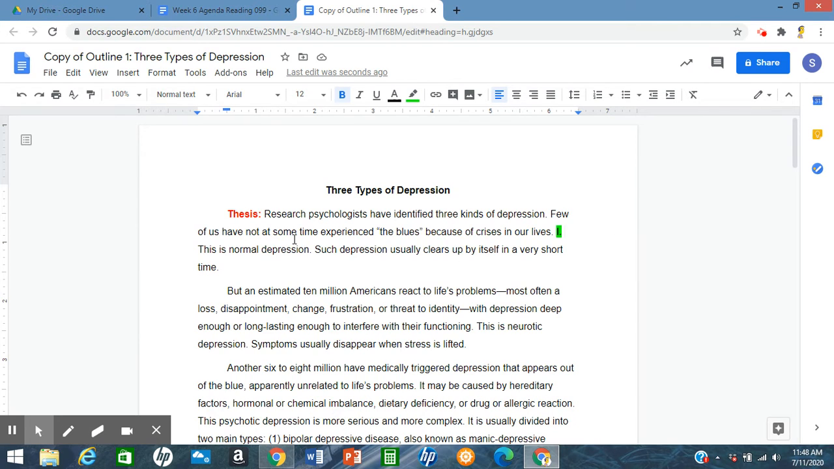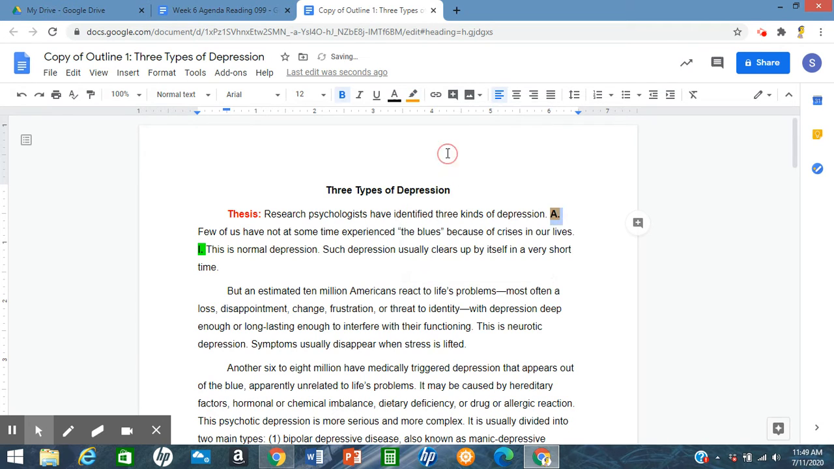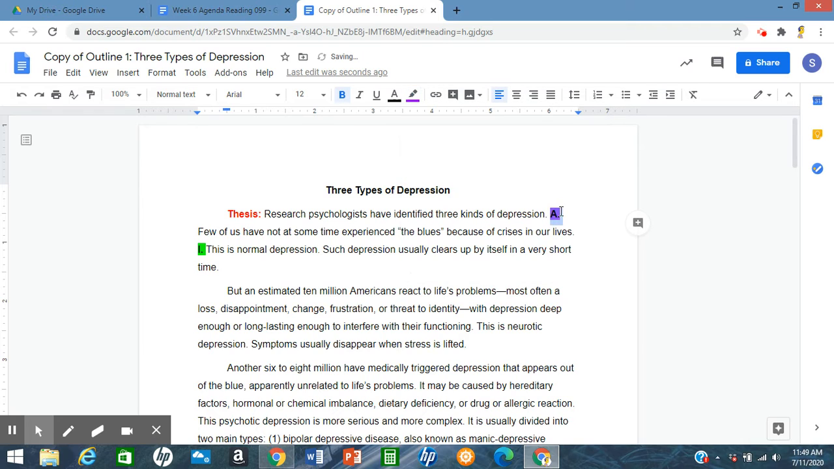So what are they telling us about normal depression? Well, here's your first major detail. Here you go. And that would be, again, I'm going to put it in, let's put it in orange. No, that's too close to red. We'll pick purple. Okay, so here's A. A few of us. So that's major detail 1.